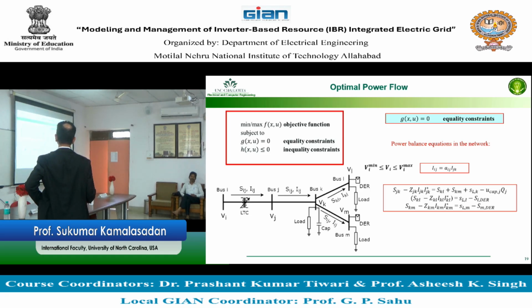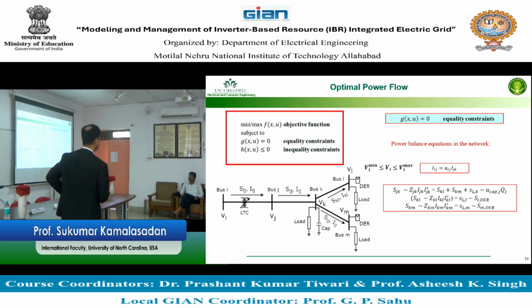I'll talk about some other constraints. Power balance equations in the network: you can write the power balance equation in the network like this. S_jk minus the drop is equal to S_kl plus S_km plus S_lk minus the capacitor. So you can actually look at the power flowing: the incoming power should equal the outgoing power, this capacitor power, and the load. Are you following?